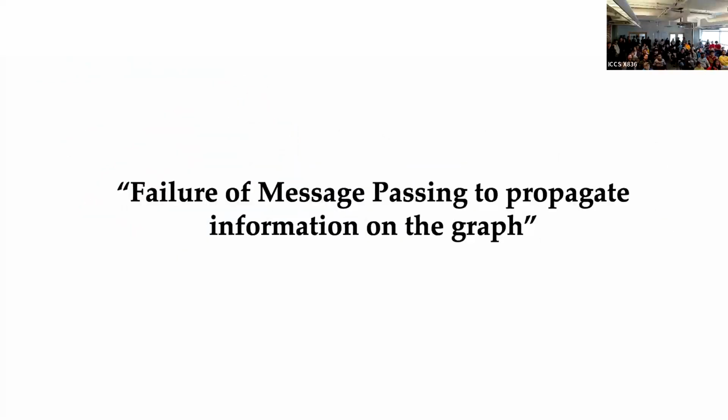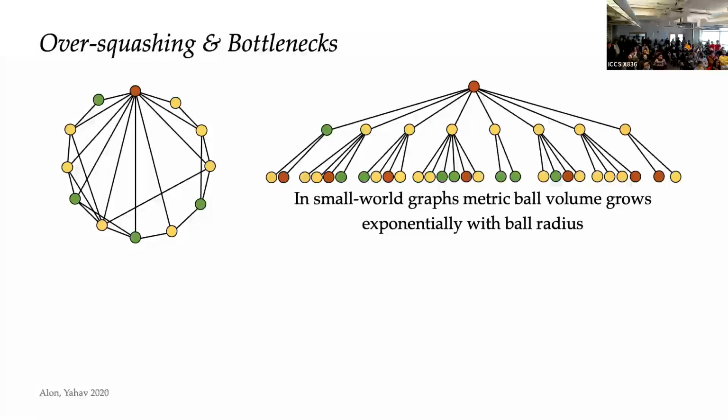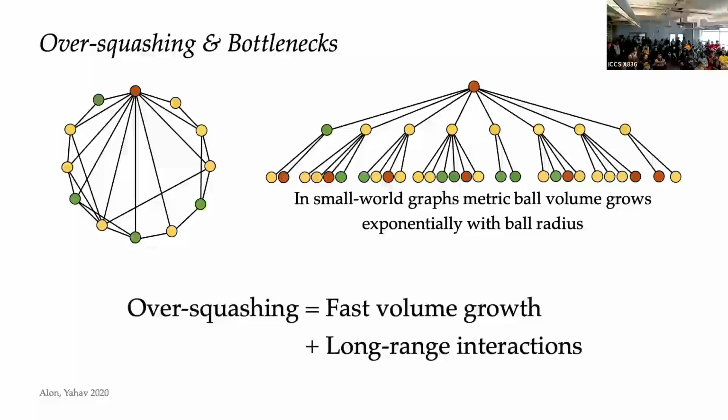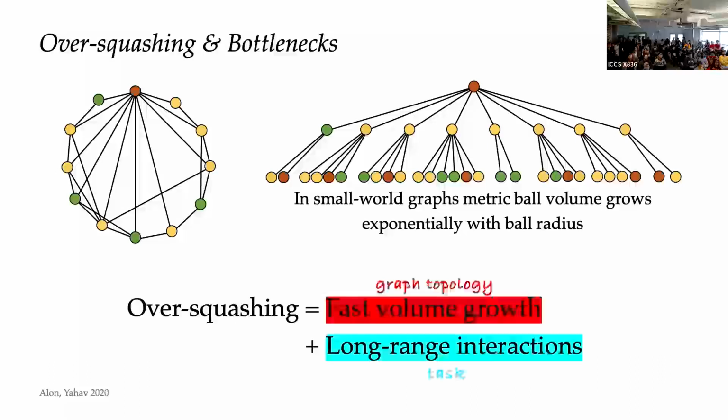Now, what does it also have to do with graph neural networks? Remember this problem of oversquashing, the failure of message passing to propagate information on the graph. This happens when we have two phenomena that happen at the same time. First, when we have a graph that has fast volume growth, right? So things like trees or small world networks, when you look at the number of neighbors of the neighbors of the neighbors, it increases exponentially. So it means that I have a lot of neighbors from whose features I need to propagate. And if my task requires sending information between distant nodes, then basically I have a lot of information I need to squeeze into a single feature. So you see that this is a combination of two phenomena: something that has to do with the structure of the graph, with topology, and something that has to do with the task.